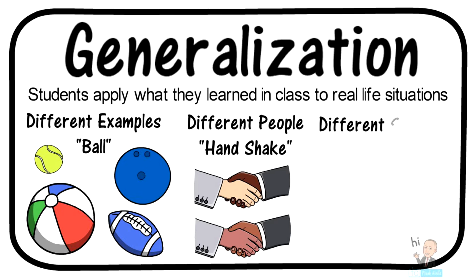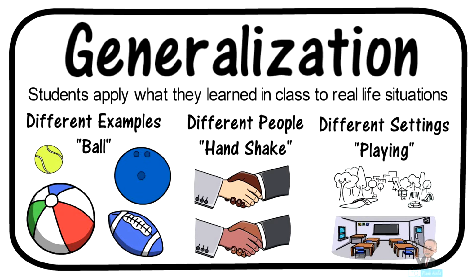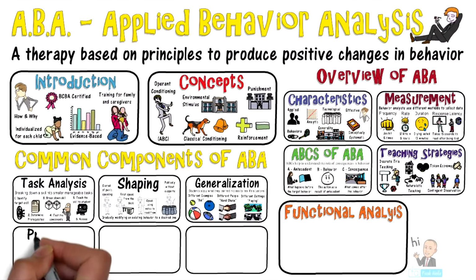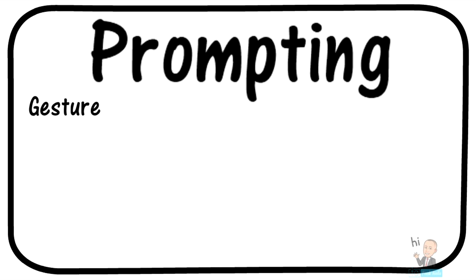One of the most important ways to generalize is by using different settings. Take playing, for example. Just having this child play in the classroom isn't always enough. Take them to the park, the playground, out for recess, wherever. Next is prompting. Prompting can be used to redirect student attention and behavior.